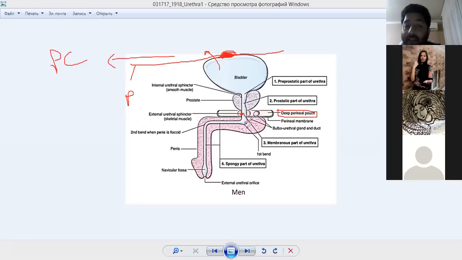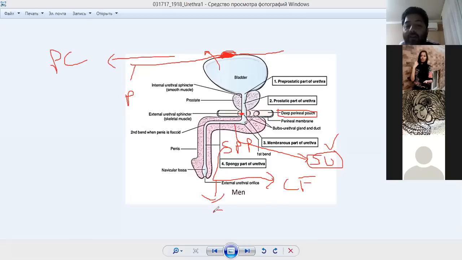Very good. Now another question. If the fracture or damage is in the bulbar or spongy urethra, where will the urine go? It will go into the superficial perineal pouch, and from here it can go into the Colles fascia, it can go into the scrotum, even it can go up to the anterior abdominal wall due to the Scarpa's fascia.